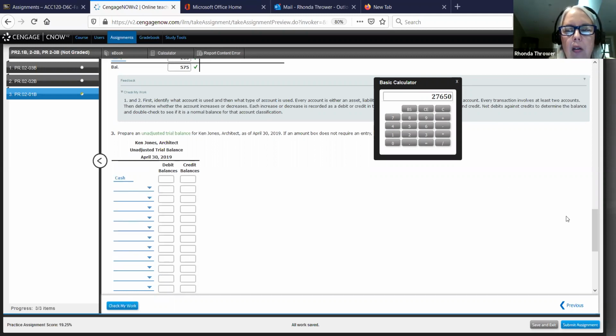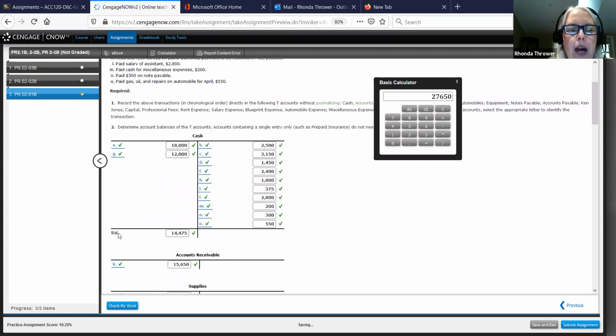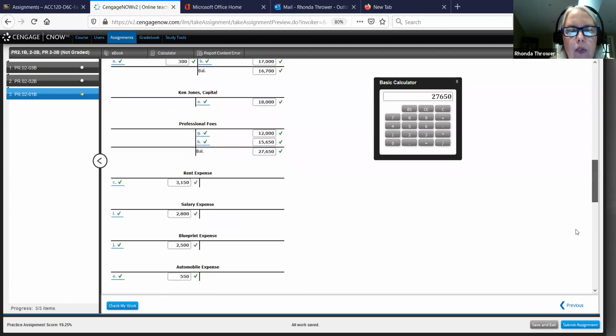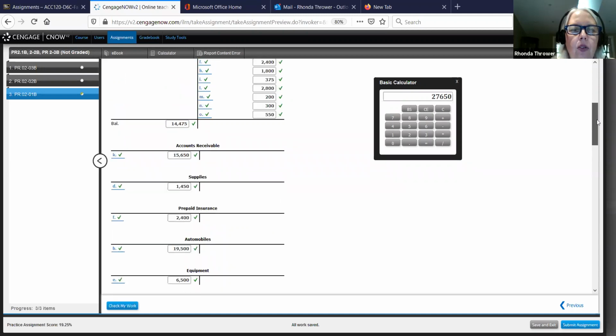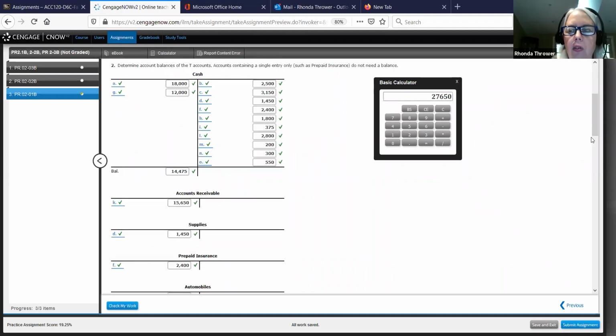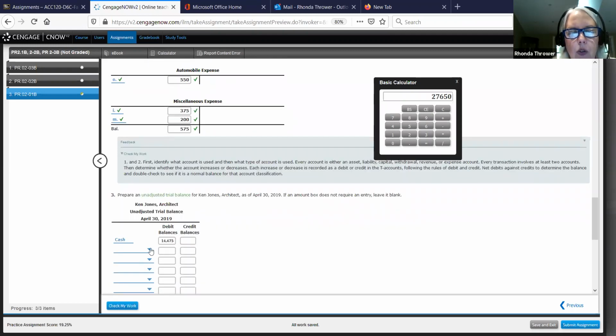Start with your cash account. Go back to your cash T account. Notice the balance is on the left side. That's the debit side, and it's $14,475. You're just copying the balance. Make sure you put it on the debit side and make sure it's for the amount of the balance to the cash account, which was $14,475. Then you'll move to accounts receivable. Accounts receivable would come next.